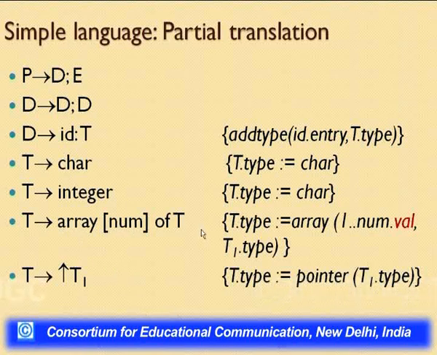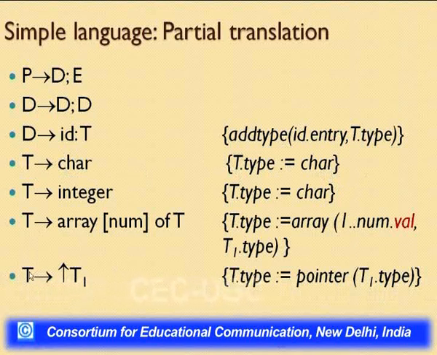So array num of T, this is the way we write it. The type of this T, T dot type, will be referred to as an array type of I, that is a number, and its value. So 1, 2, 20, 30, whatever value has been specified here will come at this position, and T1 dot type is whatever type we have here. So this rule will give the type array to this T. This integer will give a type integer to this T. This character will give a type character to this T. If you have some float, put up this production, add that production, and give a rule for it.